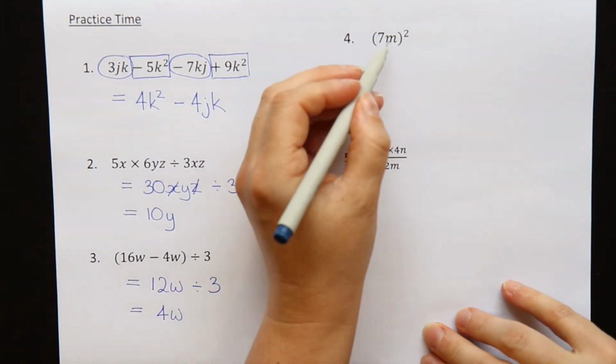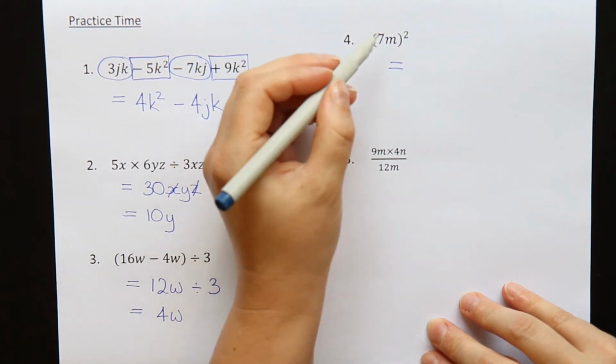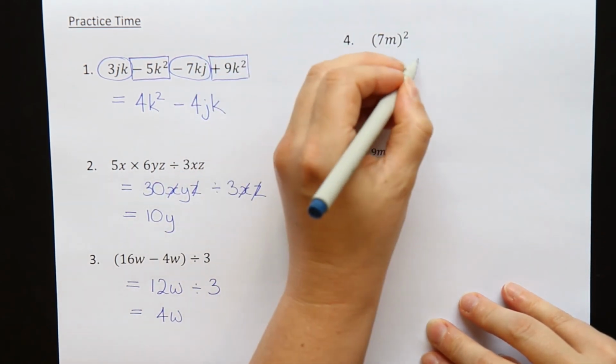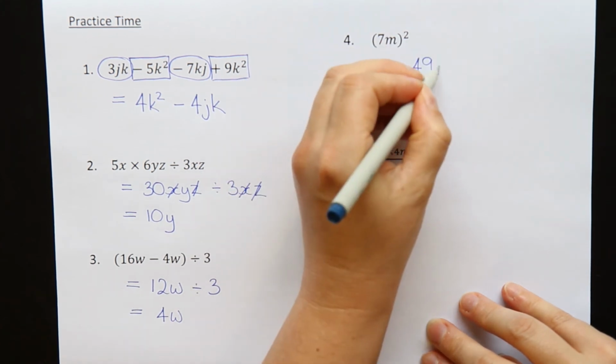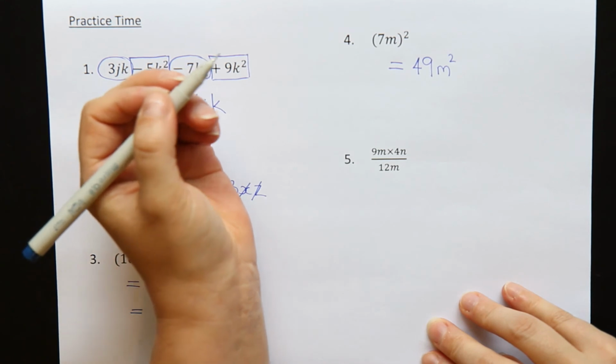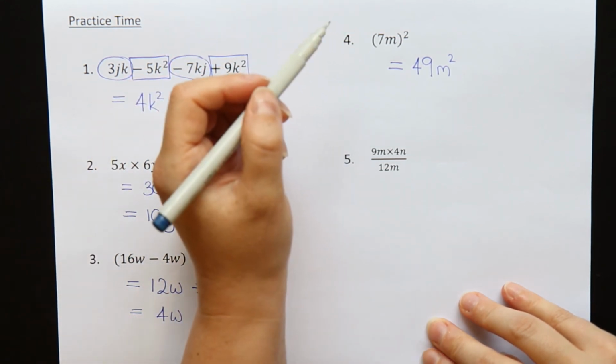Question 4, 7m squared. If we do this the short way, we're doing 7 times 7 is 49, and m times m is m squared. You can still write it out as 7m times 7m if you prefer.